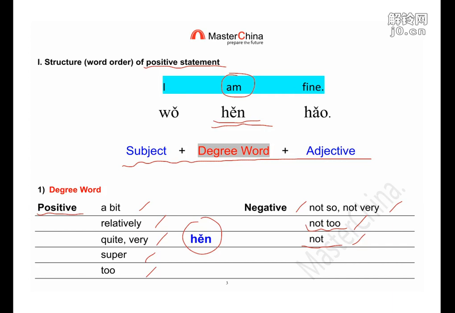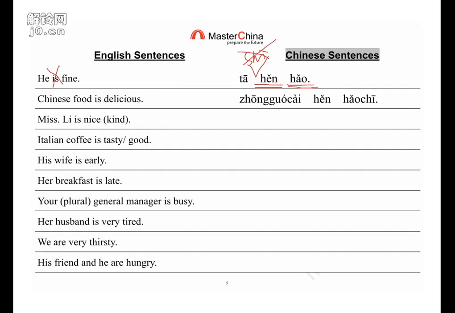If you don't put it, I just say he is fine. Of course, you can use the others. Before I give you the other degree words, please just use 很. Before I give you the other degree words, you can say relatively, it's okay, a little bit. Of course, you can. But you need to leave the space for the degree word.